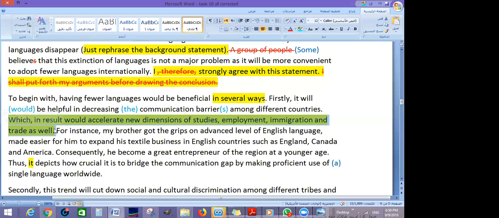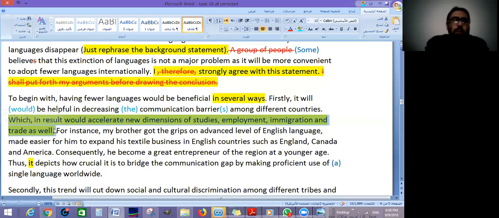Which, yeah. So here we have a dependent clause. So we could put a comma, which in results would accelerate new dimensions of studies, employment, immigration, and trade as well. Okay.